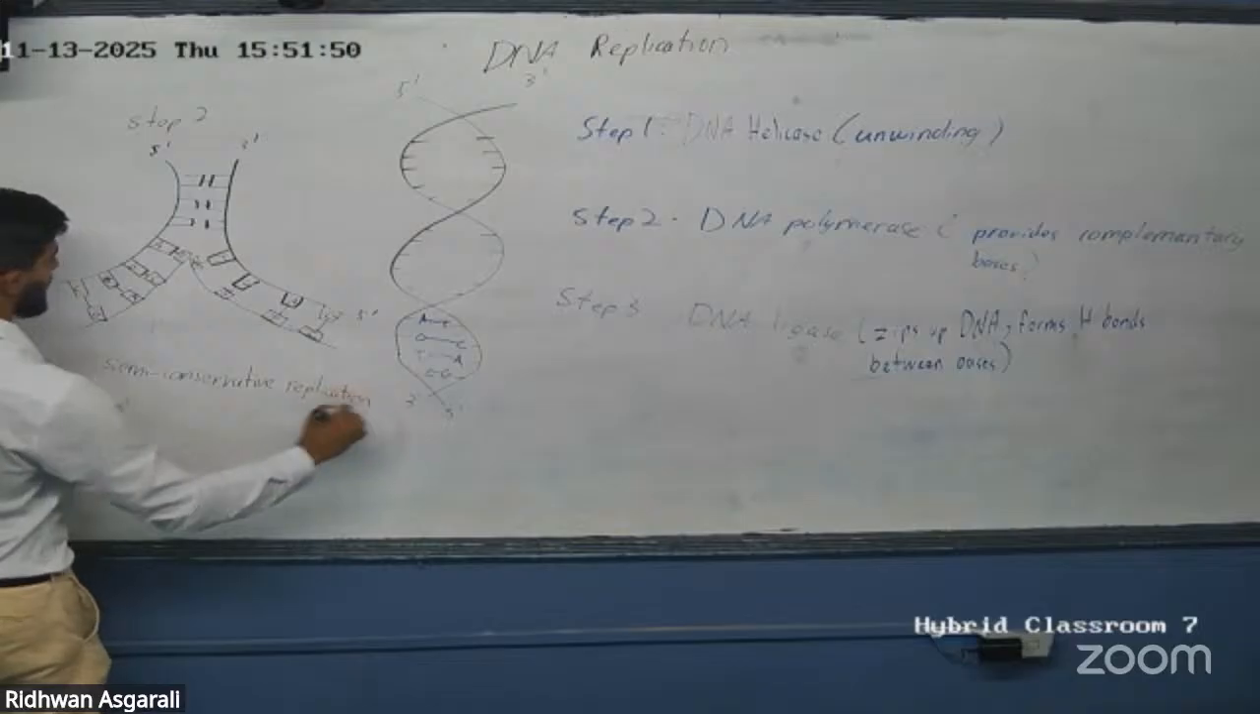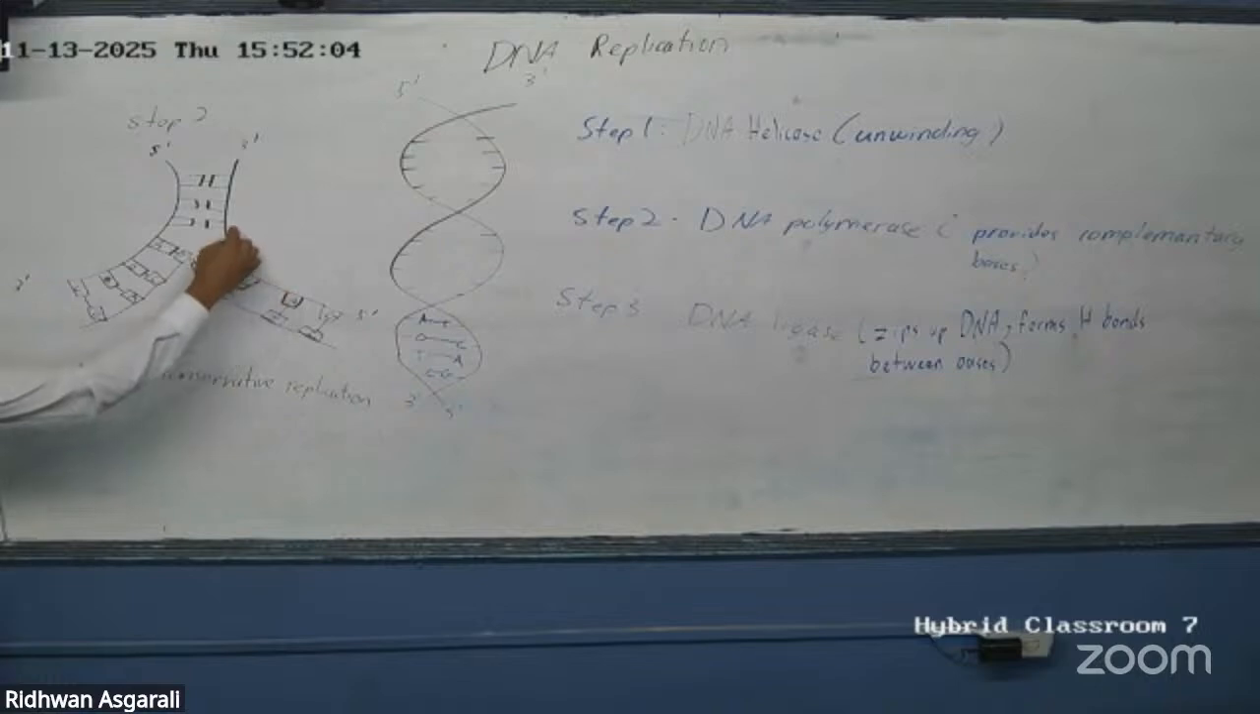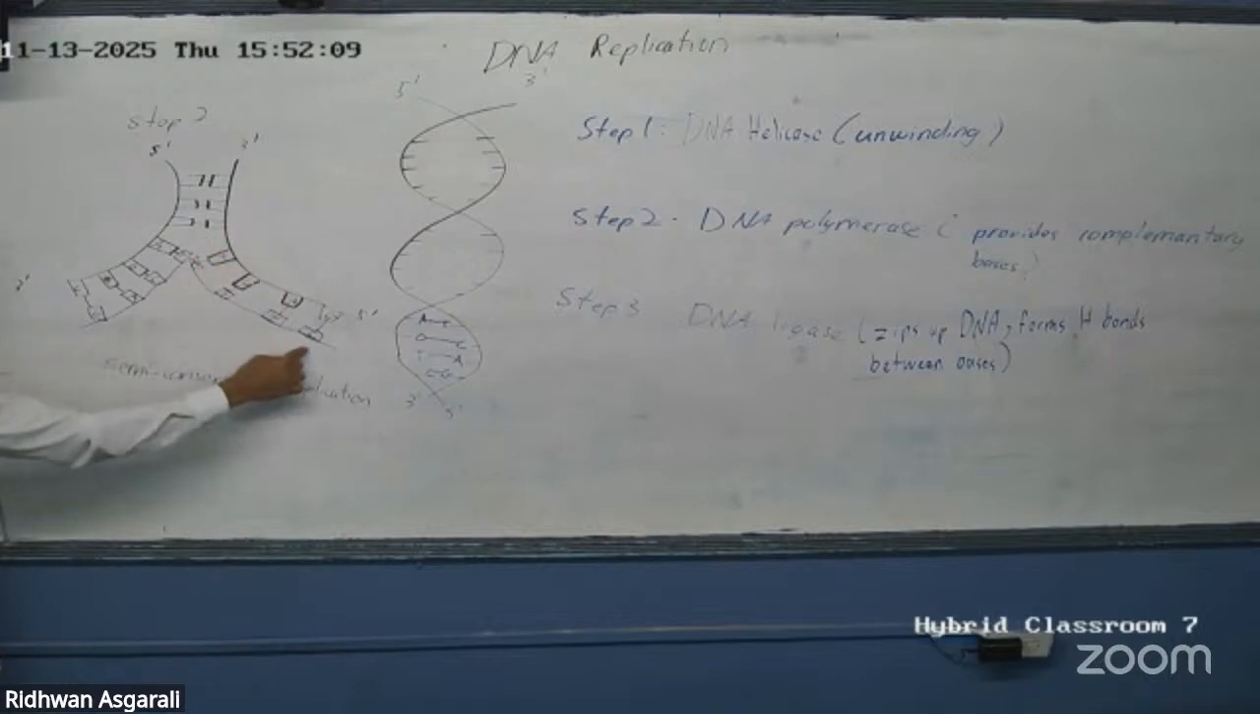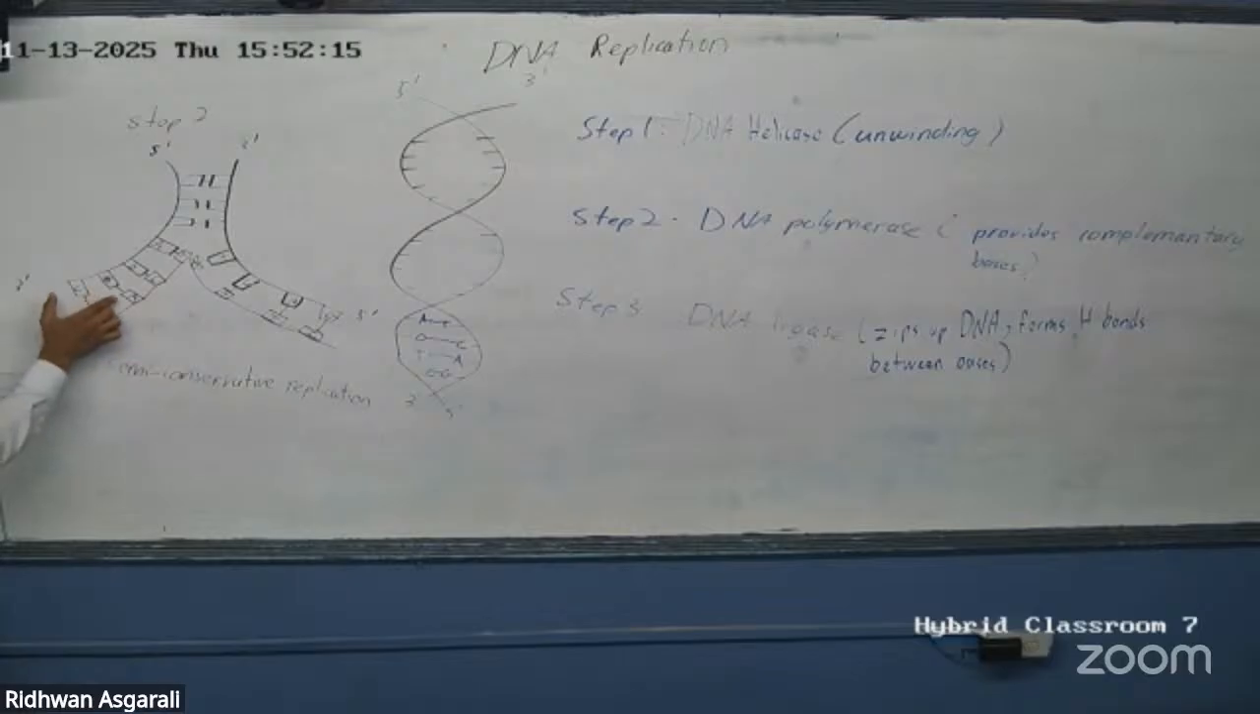It's semi-conservative because if you look at this new DNA, it has one of the original strands, but one of the strands is new. So that's why it's semi-conservative. This one as well: one of these strands was from the original DNA, and one is a completely new strand. Again, semi-conservative replication: only half of the two is from the original DNA.